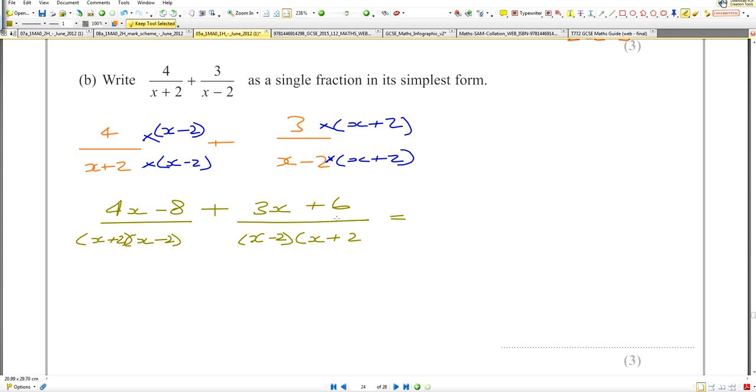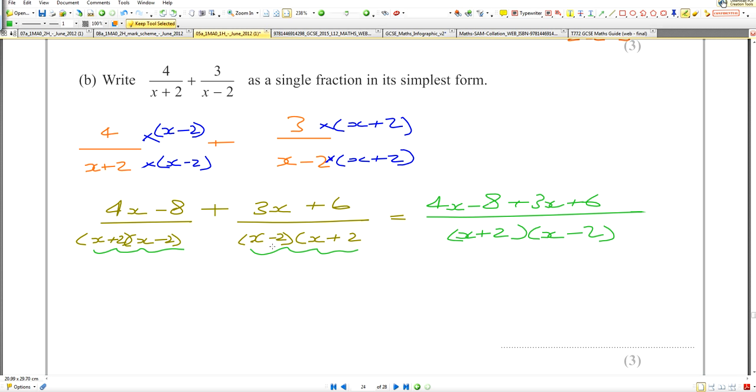Now, once the denominator is the same, what can we do with the top? We can now add the top. Beautiful. So we have 4x minus 8, add 3x plus 6 over a common denominator, which is x plus 2, x minus 2. Don't forget, this here is the same as this, even though it's written back to front, because in mathematics the order doesn't matter. Okay, are we happy with that?